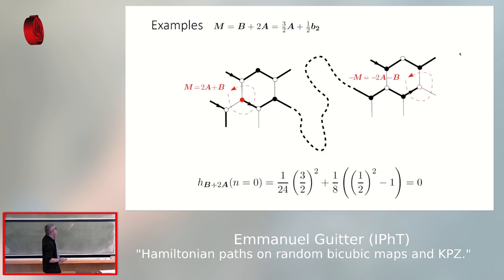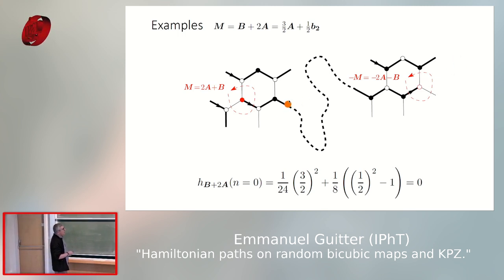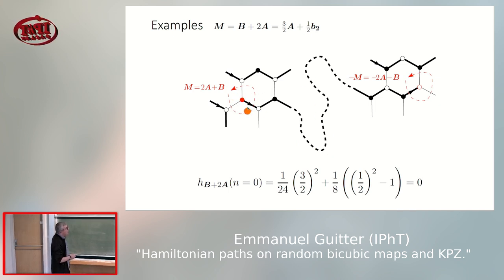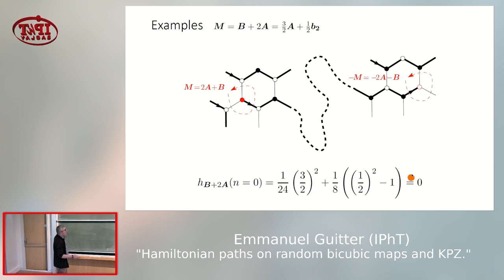Okay. So examples. For the first example, it's m equals b plus 2a. So you imagine you want to describe a loop which is open instead of closed. So at the starting point of the loop, you see that if I go around that point, I see 2a and 1b. Okay, so the change of height after one turn is 2a plus b, and somewhere else I should have the opposite at the end point. I should have the opposite magnetic charge. Okay, and h of b plus 2a is equal to this. Actually, it's equal to 0. It happens to be 0.